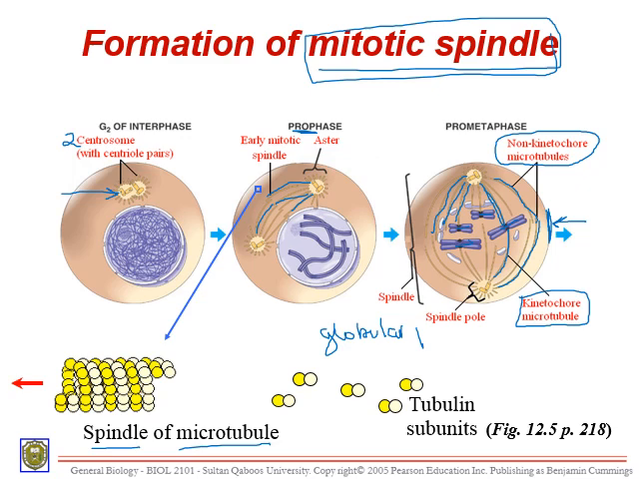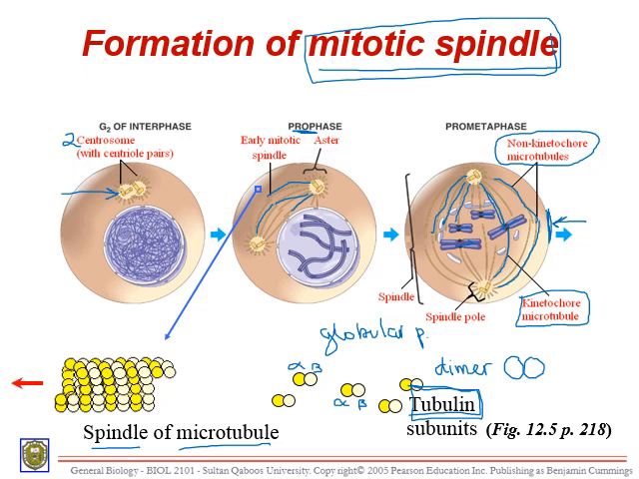And this globular protein is known as tubulin. Okay, so the monomer is, or in this case, it's a dimer. It's not a monomer, it's a dimer. What's the meaning of a dimer? It's composed of two units. This is alpha tubulin and this is beta tubulin. Dimer means two units.